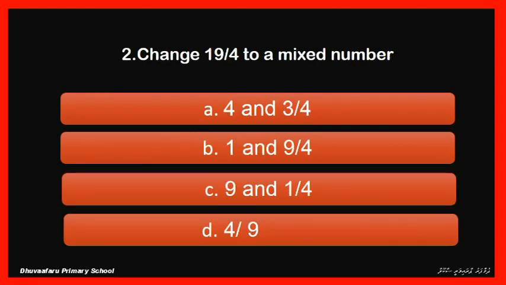Question 2. Change 19 by 4 to a mixed number. A, 4 and 3 by 4; B, 1 and 9 by 4; C, 9 and 1 by 4; D, 4 by 9.